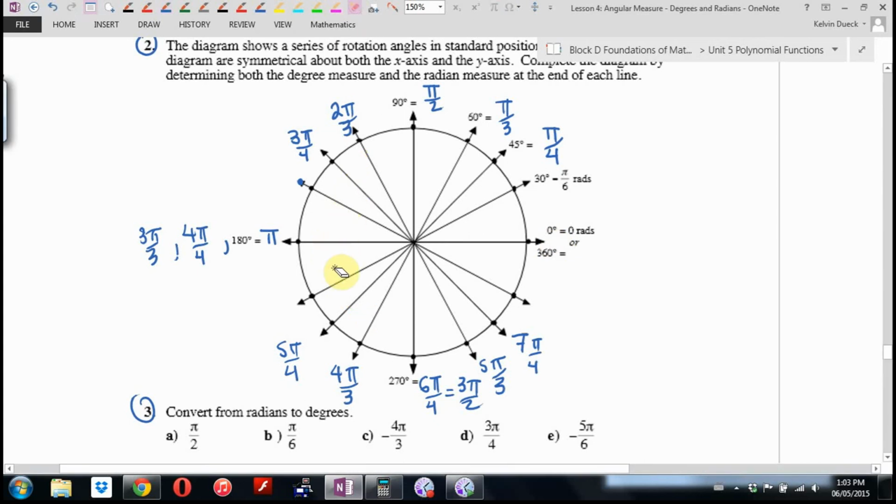We can do the same trick with 30. 30 is what fraction of 180? Pi over 6. So each one of these is 1/6 pi. 1/6, 2/6, 3/6, 4/6, 5/6. See if you can fill in the rest. I'll let you try it.